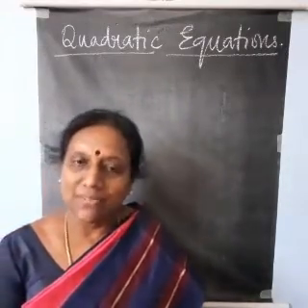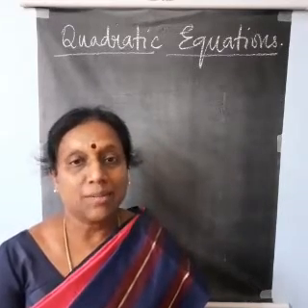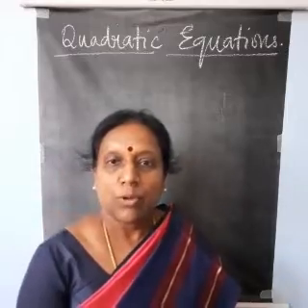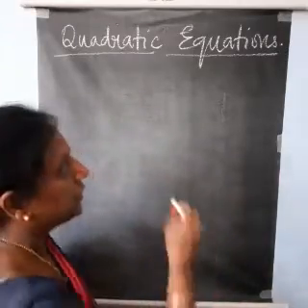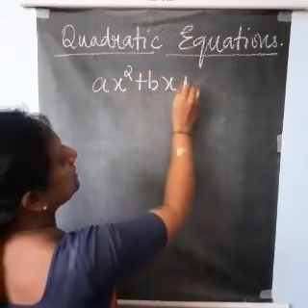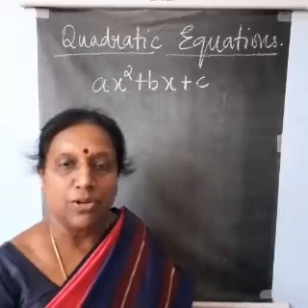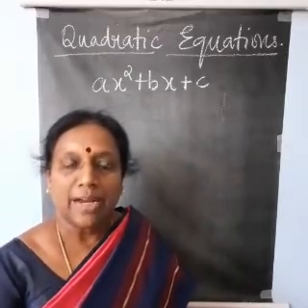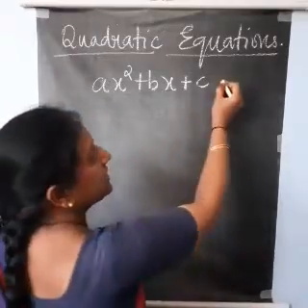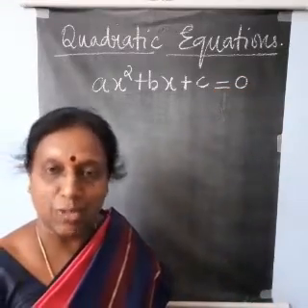Yes, in the previous class in the chapter polynomials, we learned quadratic polynomials, right? What was the general form of a quadratic polynomial? ax squared plus bx plus c. Yes, this was a quadratic polynomial. Now, when the quadratic polynomial is equal to 0, it becomes a quadratic equation.